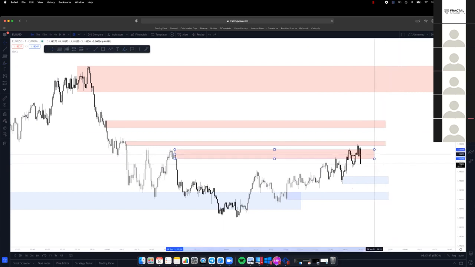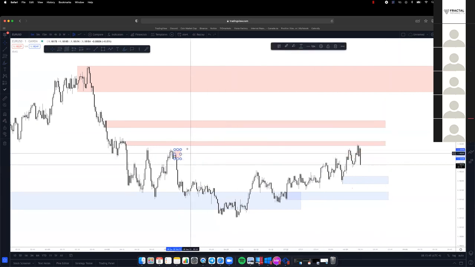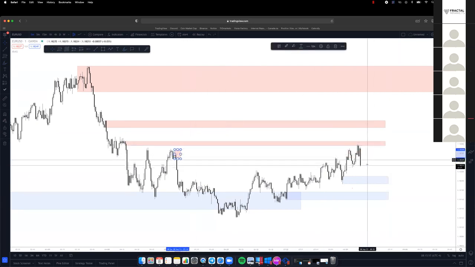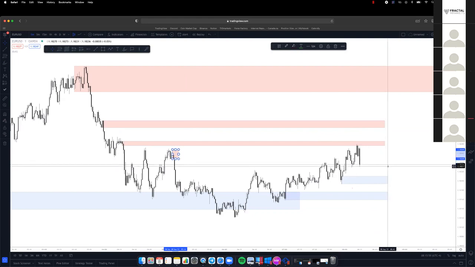Not really after little moves here. So it looks like we've swept and looks like we're going to break bits of structure on the way down here, which could potentially set us up for a short. Now, the only problem is, again, you have to watch for liquidity.